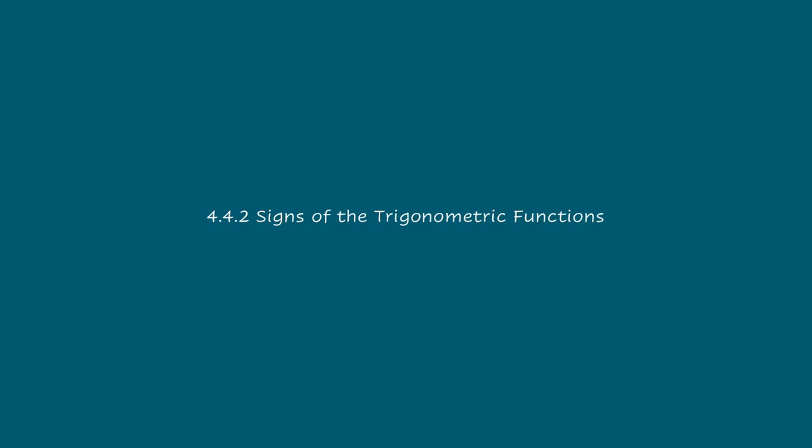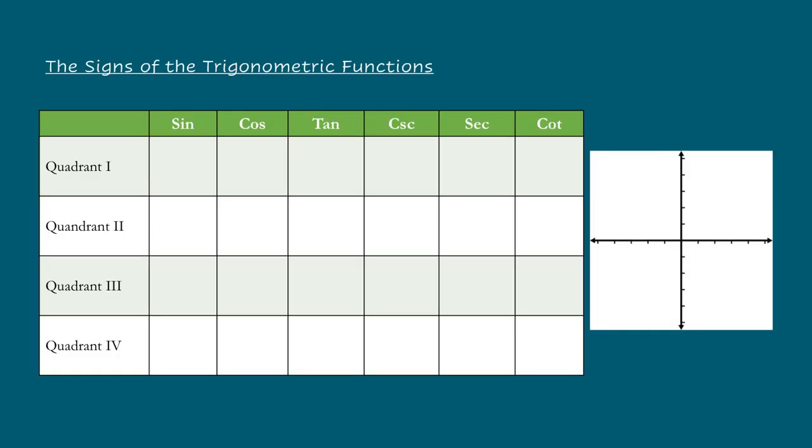In this video, we'll learn about the signs of the trigonometric functions and how the signs can help us evaluate functions. Because we use the values of the coordinates x and y and r, depending on where the terminal side of our angle lies, our values for sine and cosine can be positive or negative.